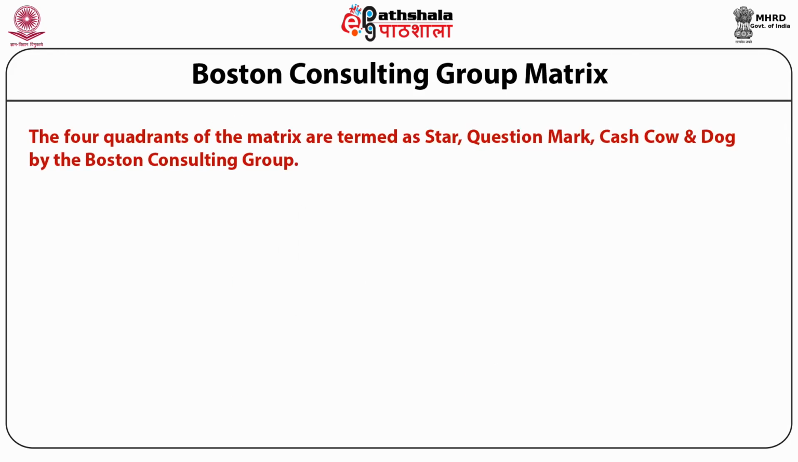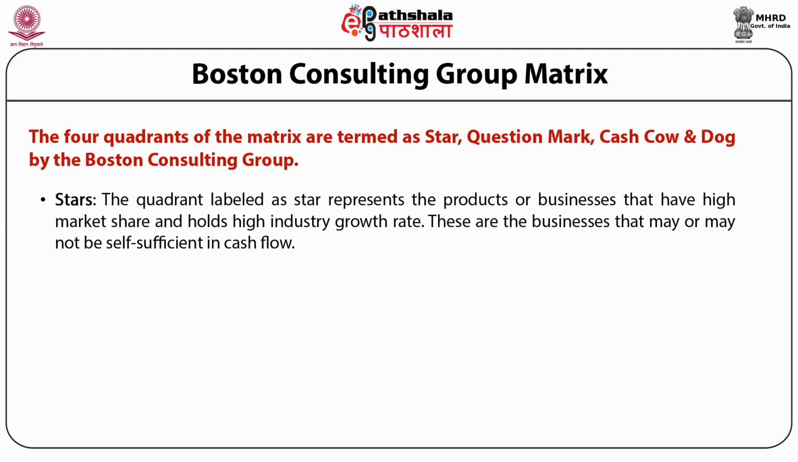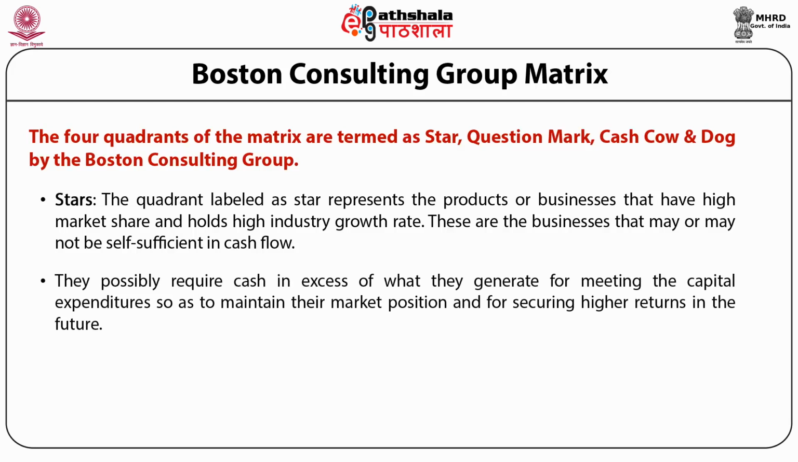The four quadrants of the matrix are termed as stars, question marks, cash cows, and dogs by Boston Consulting Group, and are as follows. Stars: the quadrant labeled as star represents the products or businesses that have high market share and hold a high industry growth rate. These are the businesses that may or may not be self-sufficient in cash flow. They possibly require cash in excess of what they generate for meeting the capital expenditure so as to maintain their market position and for securing high returns in the future.